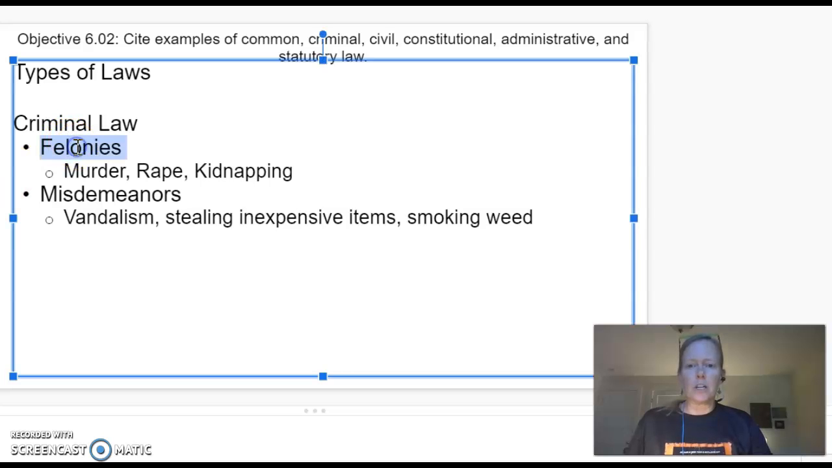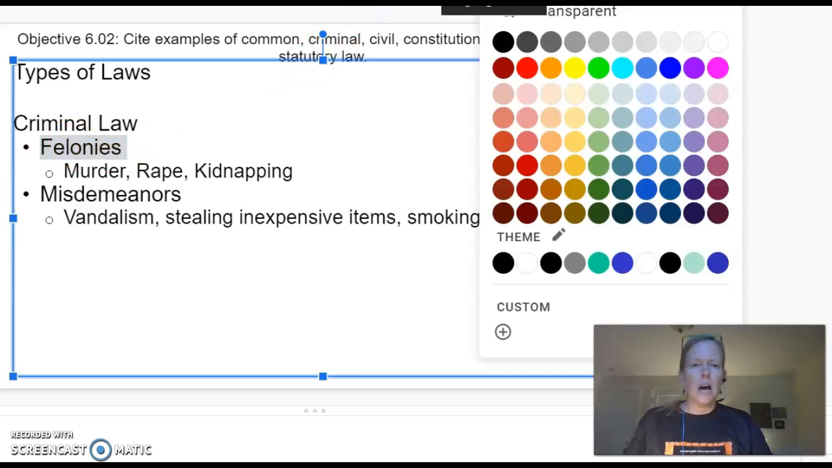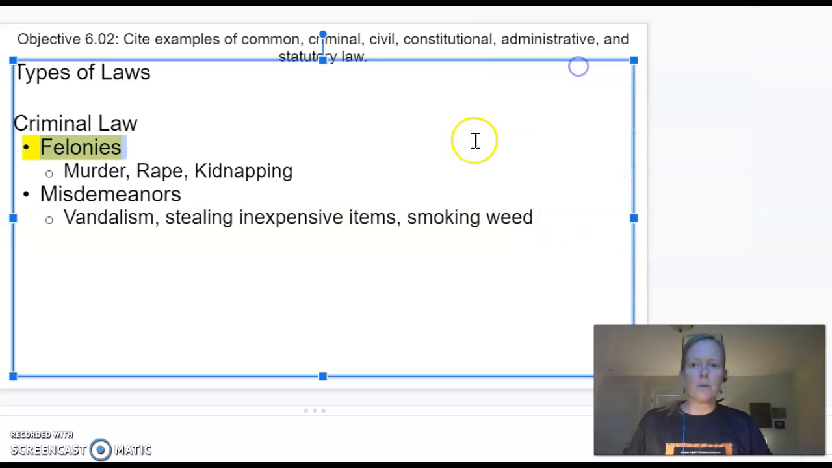Some examples here, probably more highlighting needed. We've got felonies. These are going to be things like murder, rape, kidnapping, the serious stuff. And then misdemeanors, if you've heard of either of these in your movies. Vandalism, stealing inexpensive items, smoking weed, only in states where it's not legal. These would be misdemeanor type crimes. Drug trafficking, you're back to felonies, obviously.